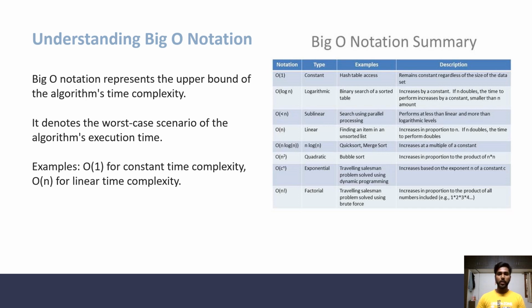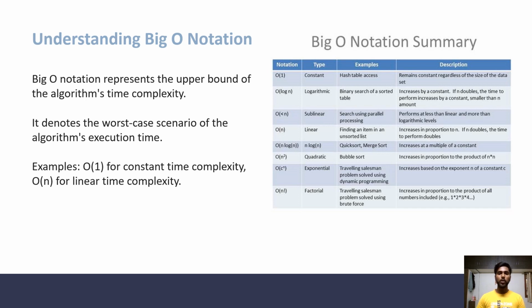Big O(n log n). It is n log n type. Examples: quicksort and merge sort. Description: increases at a multiple of a constant. Big O(n squared) is quadratic, and an example is bubble sort. It increases in proportion to the product of n times n. Big O(c power n) is exponential. It is used in the travelling salesman problem using dynamic programming. It increases based on the exponent n of a constant c.